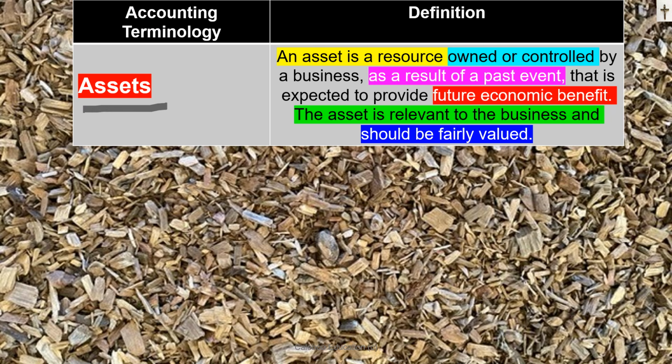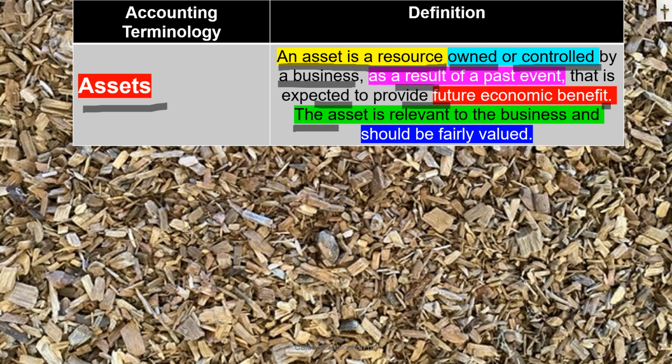Right, what is an asset? Now, an asset is a resource owned. For example, equipment. It's a resource that is owned or controlled by a business as a result of a past event. Now, a past event would just mean I bought equipment for the business. Past event, bought equipment. Now, this equipment, in my example, is expected to provide future economic benefit.